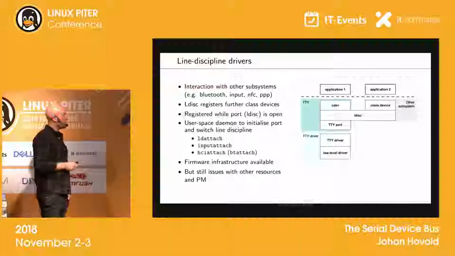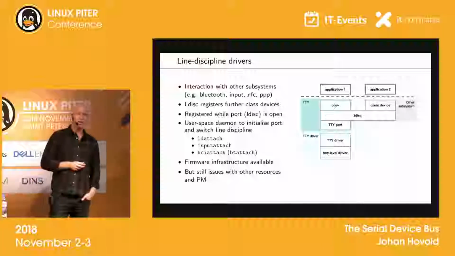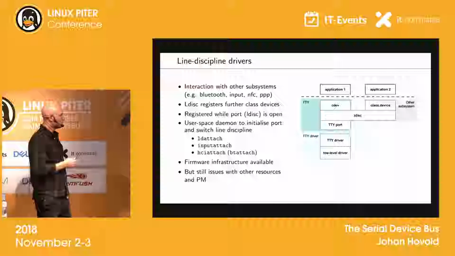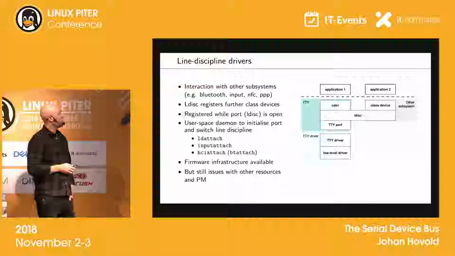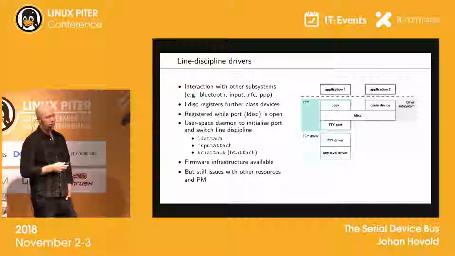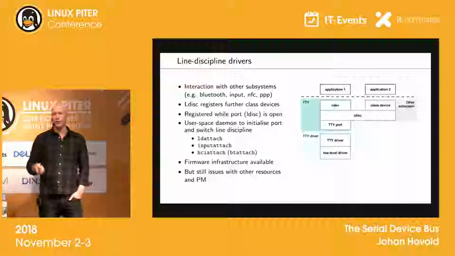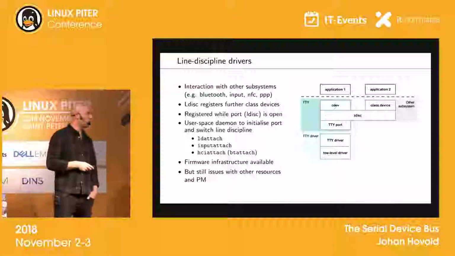But sometimes, and particularly when you need to interact with other subsystems, you need to have your driver live in the kernel. For example, if you need to pass on data to the Bluetooth stack, input subsystem, and so on. And this is where the line discipline drivers come in. So you would then need to have an application open a serial port, switch the line discipline, and then the line discipline would register further class devices, which would be what Userspace would be using to communicate with the underlying hardware.